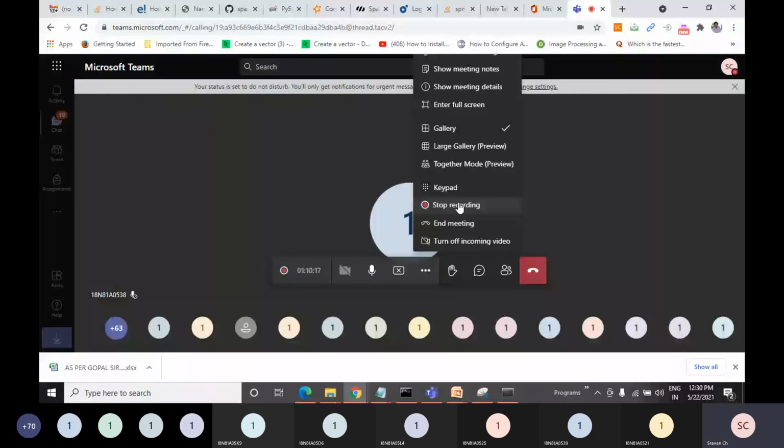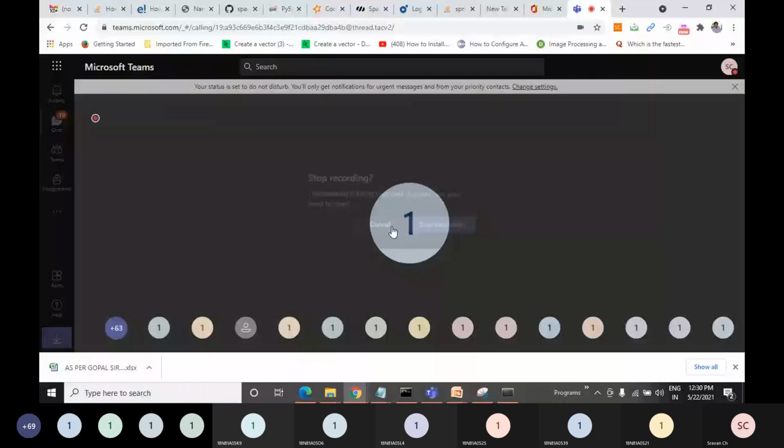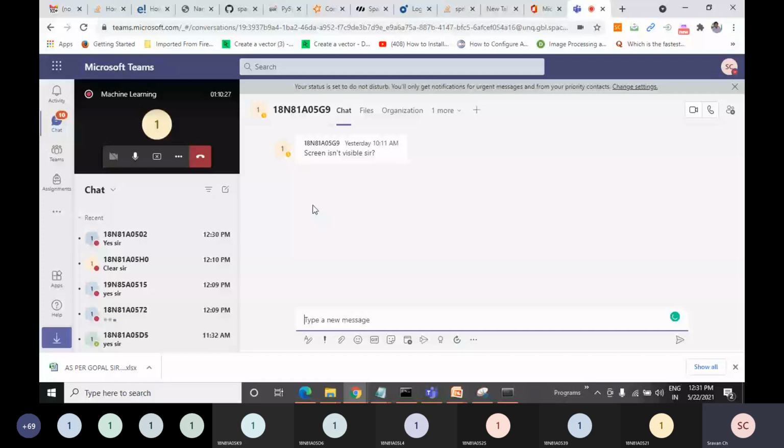Right, so please type in the chat box. So the construction of the decision tree, I hope it is clear to everyone. Please respond in the chat box.